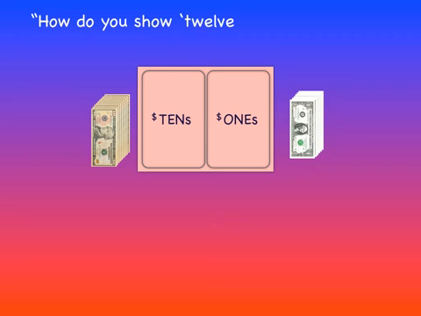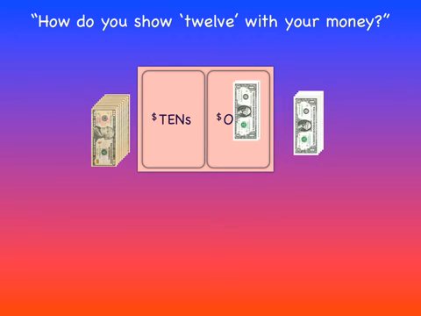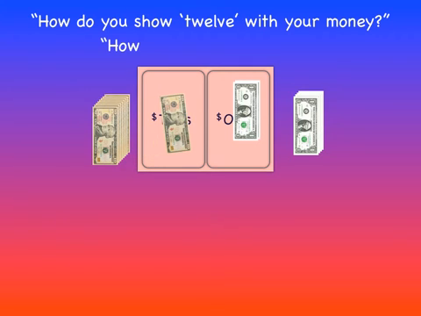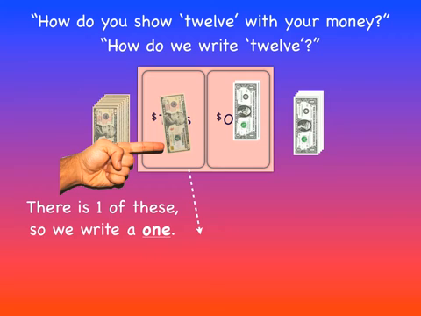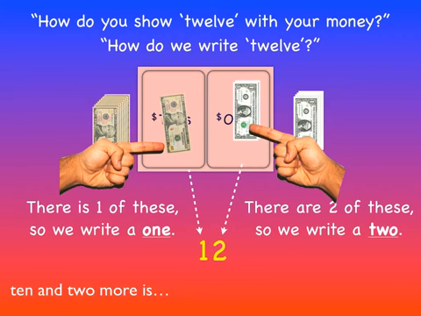How do you show 12 with your money? Well, we need some ones. How many? 1, 2. And we need a 10. And how do you write 12? There's 1 of these. That's a 10. So we write 1 for the $10 bill. And there's 2 of these, so we write a 2 for the $1 bills. 10 and 2 more is 12.